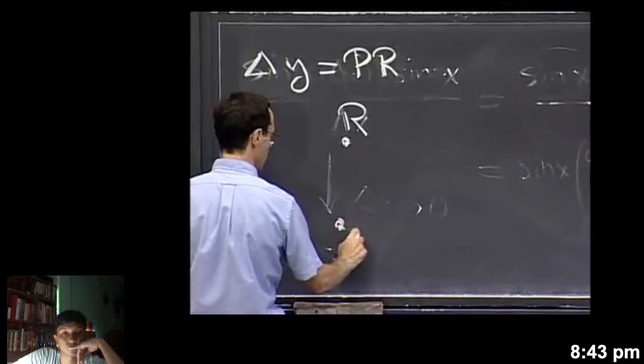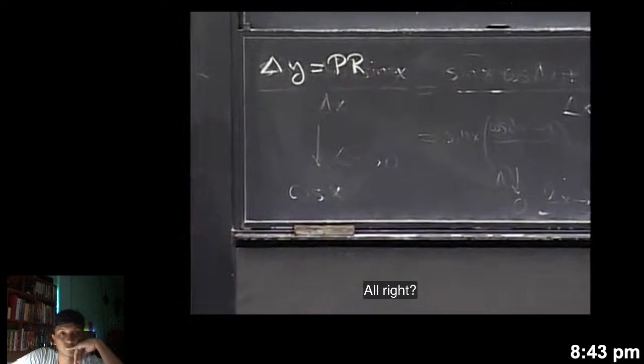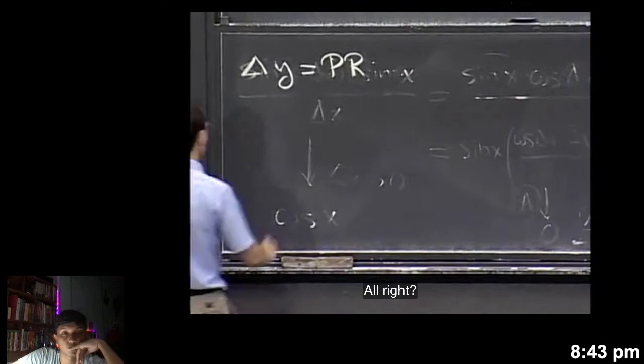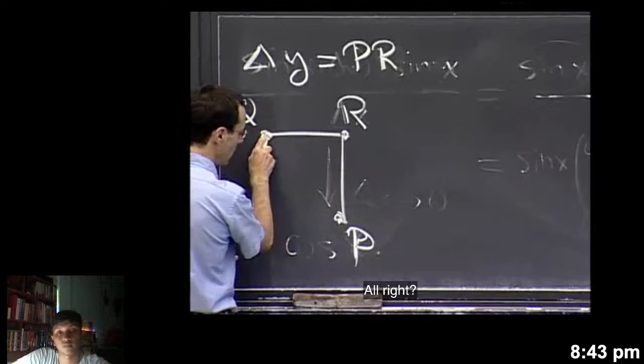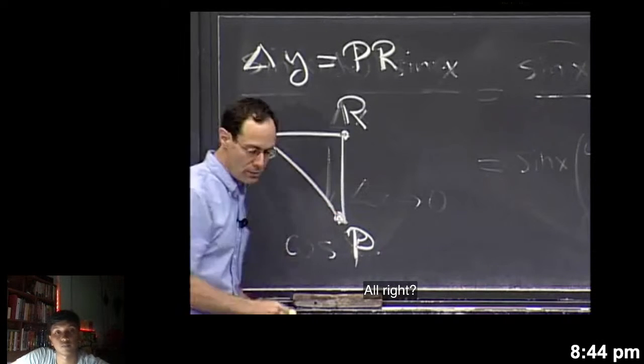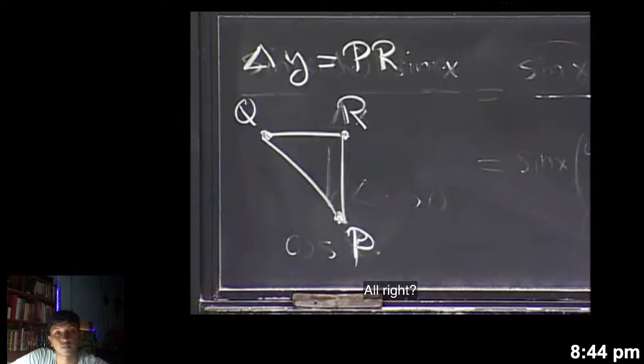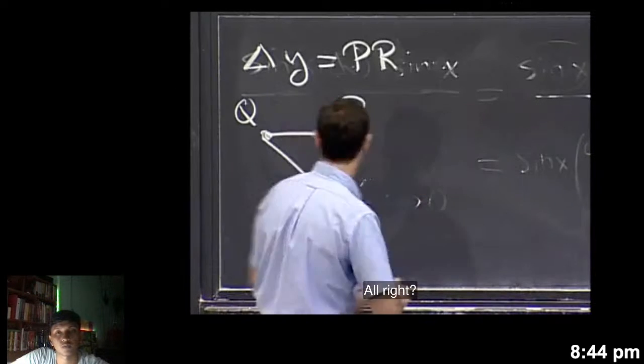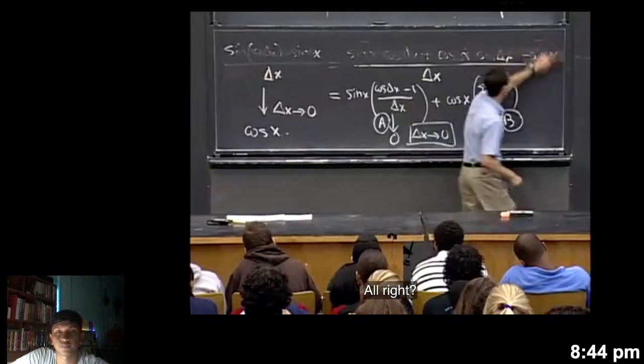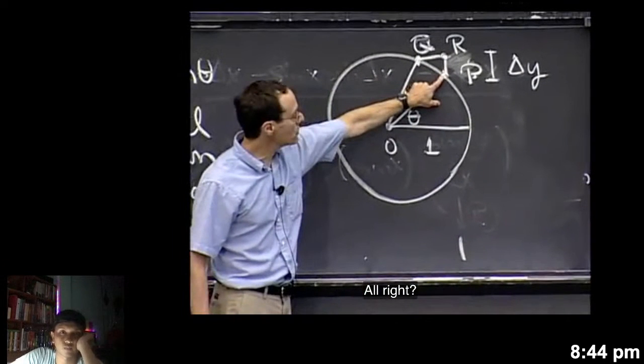All right, so delta y is PR. And now I want to draw the diagram again one time. So here's the curve, which is a piece of the arc of the circle. Here's R and here's P.